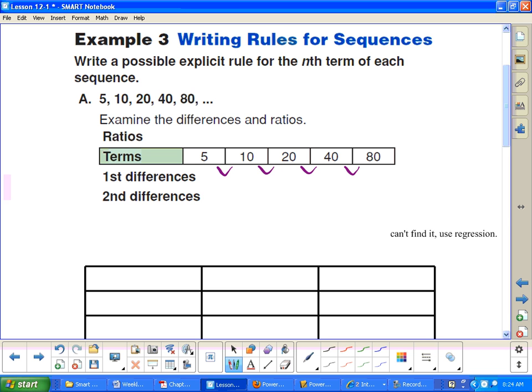First of all, 80 minus 40 is 40. 40 minus 20 is 20. 20 minus 10 is 10. And 10 minus 5 is 5. So those are not the same, so it's not linear.